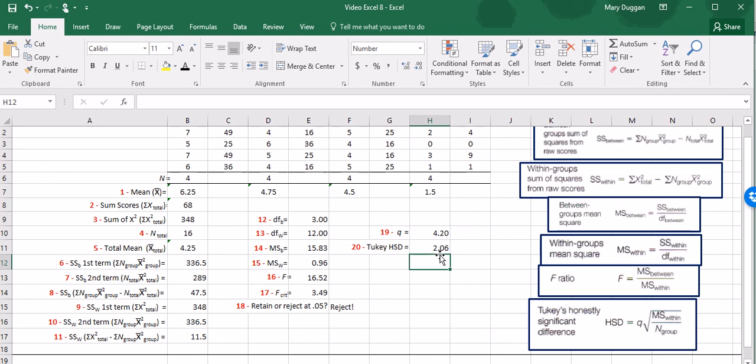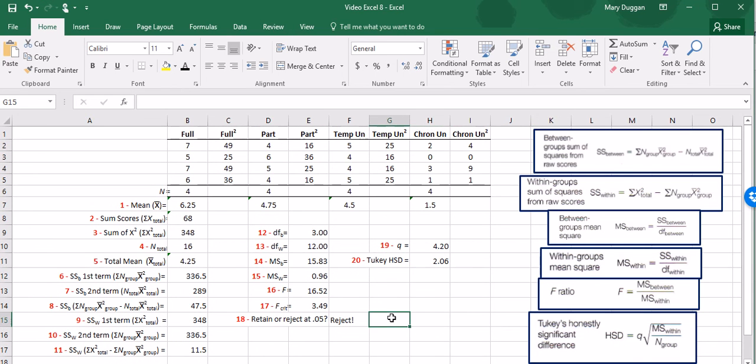So our final step is to determine which groups are different by at least 2.06. So let's do some quick calculations. And to do this, I'm going to go up just a bit. There we go. I'm going to do, for example, the full-time person minus the part-time person to see if the difference between those two means is greater than 2.06. So I'm going to do the mean of one minus the mean of the other. And the difference there is 1.5. So that does not exceed 2.06. So there's not a significant difference between full and part-time people.